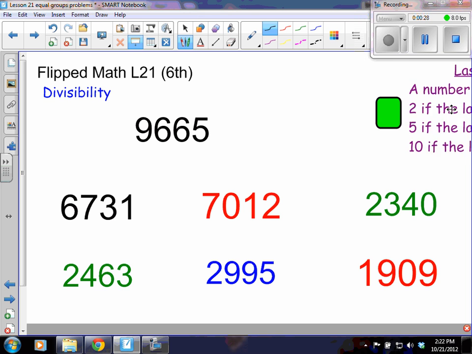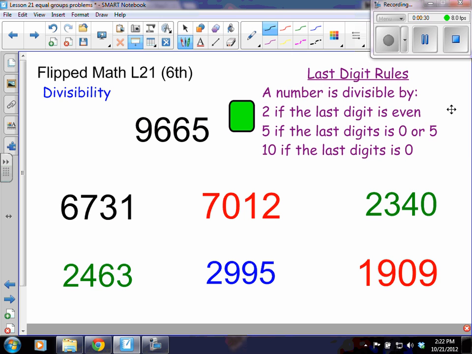And the rules that we're going to start with are known as the last digit rules. As we look at numbers, we're going to focus on the last digit of the number itself. And if the last digit of the number is an even number, we know that it will be divisible by 2, as our first statement tells us right here.